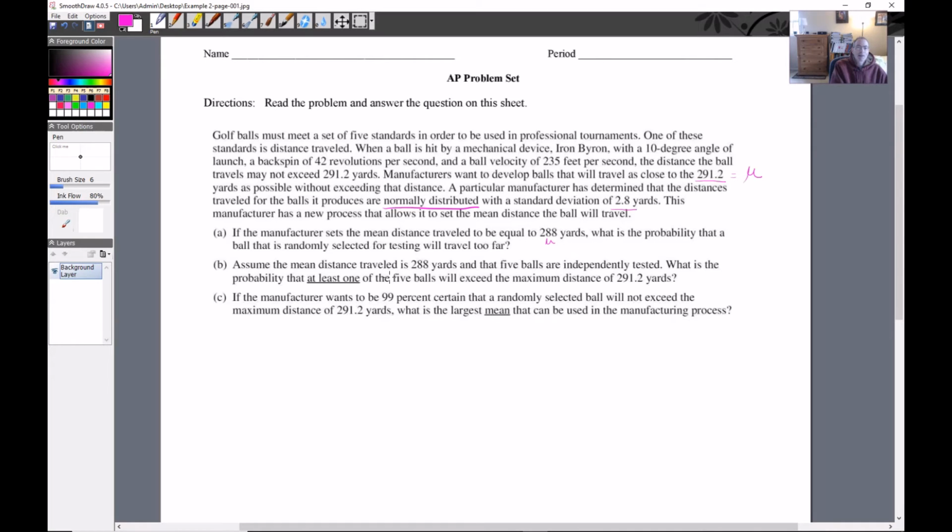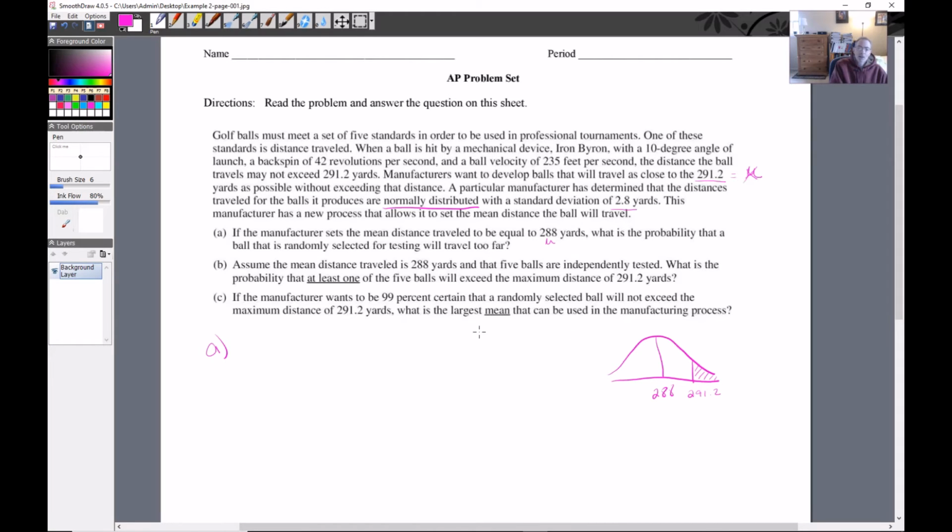What's the probability that a ball that is randomly selected for testing will travel too far? I'm going to get rid of this. This was probably a bad idea. All right, but too far is anywhere beyond 291.2. And it looks like this is just going to be a standard normal calculation. So let's draw it out, because remember, the AP people like that. All right, so they say this is centered at 288, and they're wanting to know the probability of going too far, and that'll be 291.2.